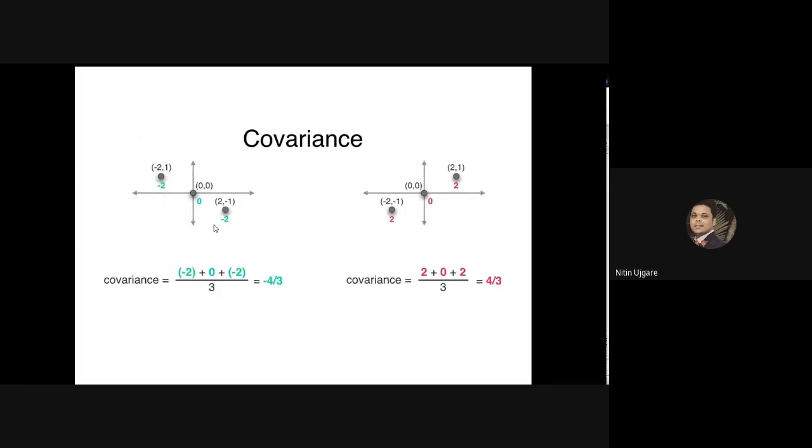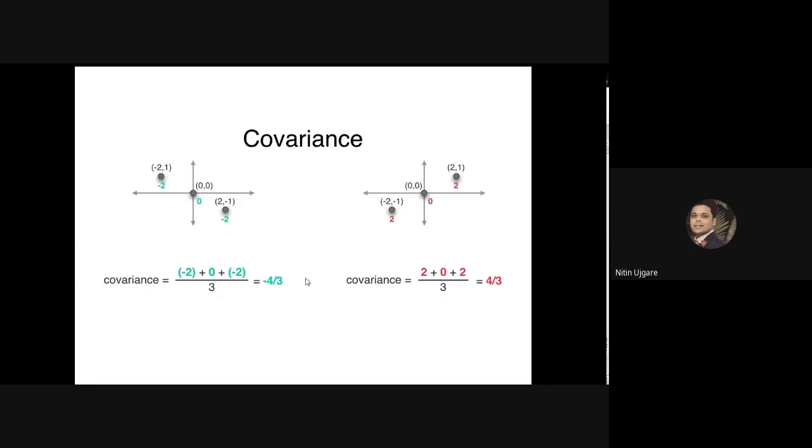So let us calculate it. The covariance for this point is minus 2 square, minus 2, plus 0, plus minus 2. So that is basically minus 4 divided by 3. Covariance for this is 2 plus 0 plus 2. That will be 4 divided by 3. So we are just taking the products of coordinates. The product of this coordinate is minus 2 and this is again minus 2. Take a sum of it, minus 4 divided by 3.